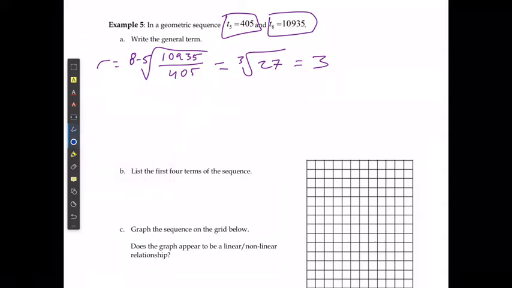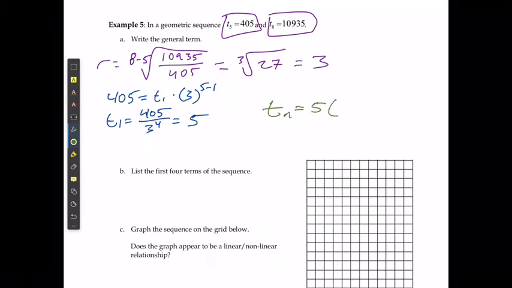If 405 is equal to term 1 times 3 to the power of 5 minus 1, then term 1 is going to equal 405 divided by 3 to the power of 5 minus 1, or 4, which is going to give me a term 1 value of 5. I can state that for my general form, Tn is going to equal 5 times 3 to the power of n minus 1.